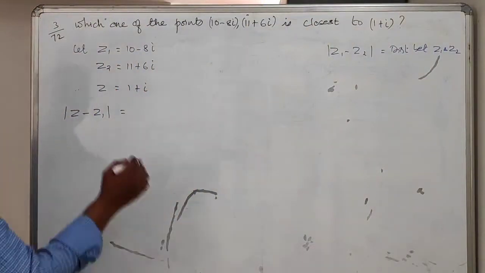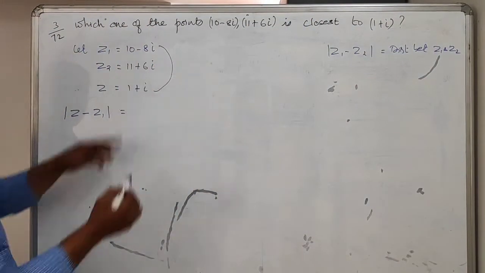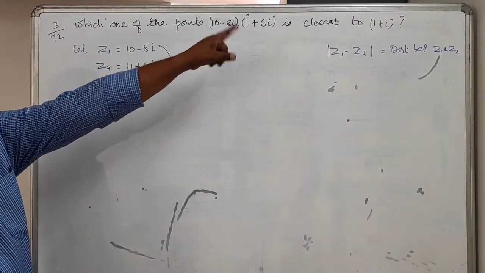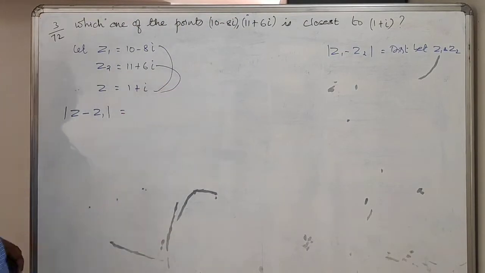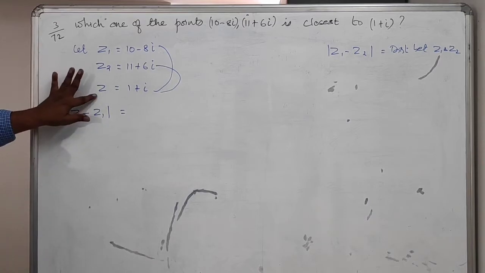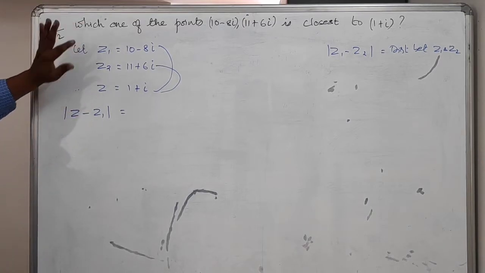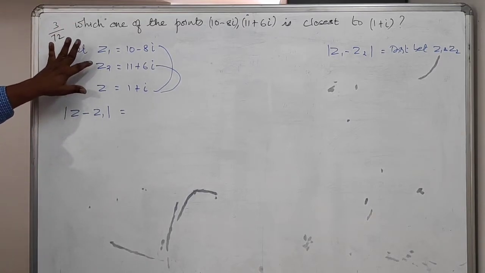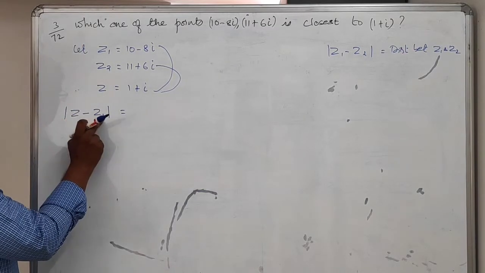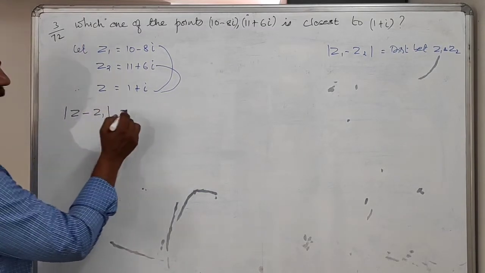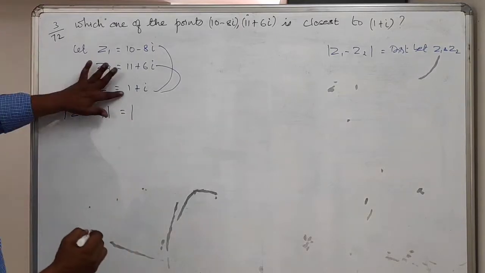Now we need to find a distance between these two complex numbers, because you have to check which is closest. Likewise, we have to check these two distances. Therefore, you can take Z. From the Z, you try to find distance of Z1. Similarly, from Z, you try to find the distance of Z2. Therefore, distance between Z and Z1 is modulus of Z minus Z1.